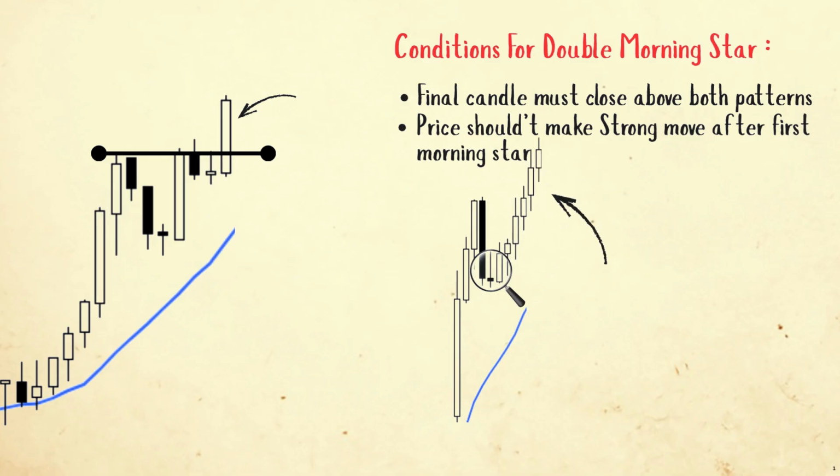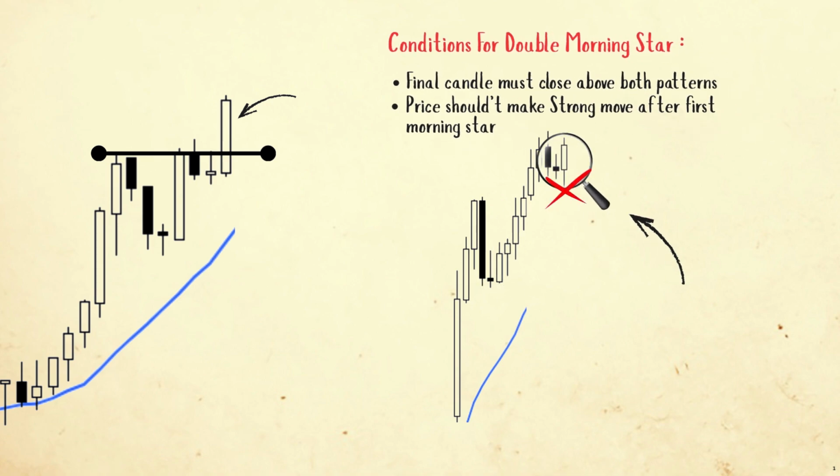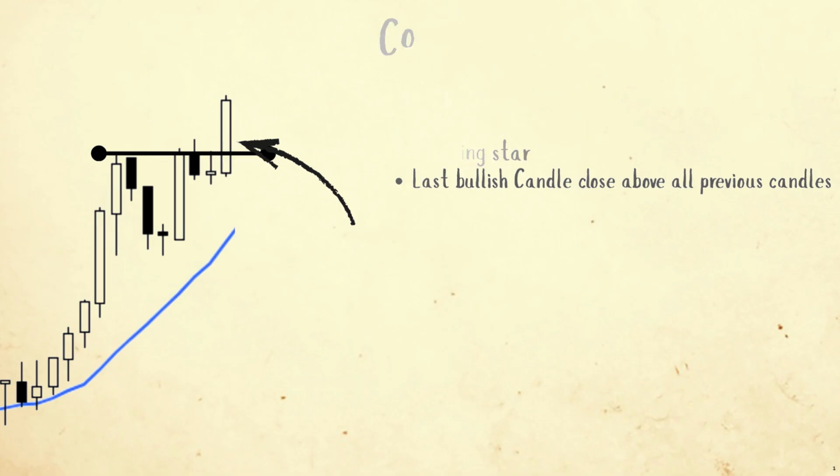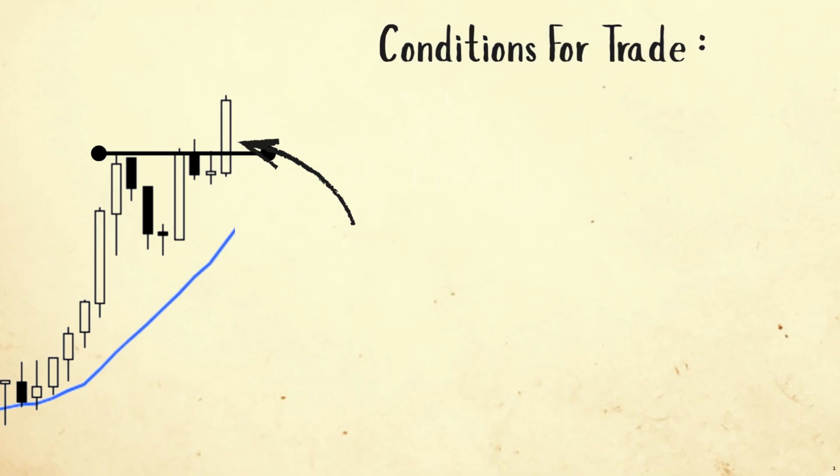However, if those candles become large bullish candles and the market moves significantly higher before forming the second morning star pattern, then the pattern is no longer valid. The setup works best when the market stays close to the original pattern and does not make an extended move before the second morning star appears. In this example, the 5th candle closes above the entire pattern, which makes it a valid double morning star pattern. As we move further into the strategy, these rules will become even clearer. Now, let's move on to the strategy itself.